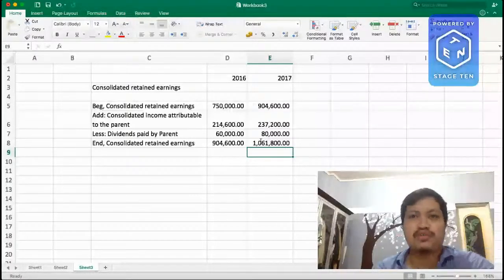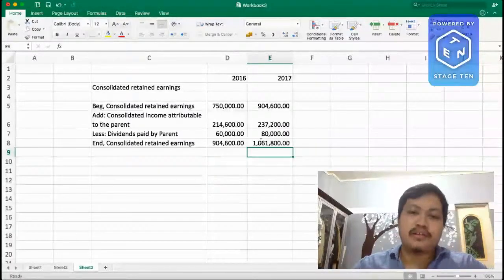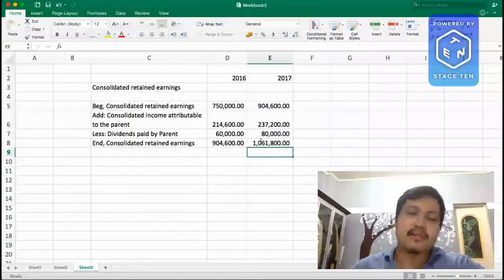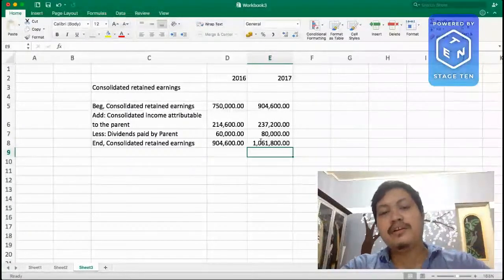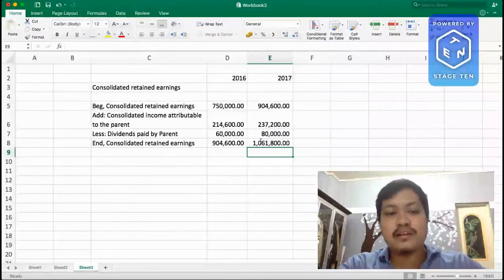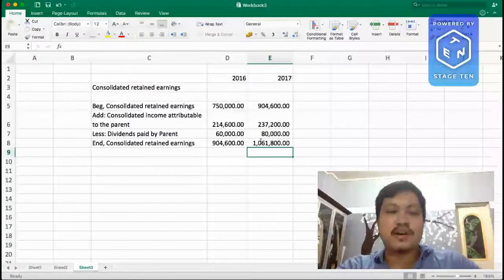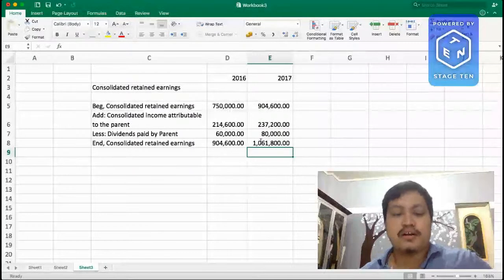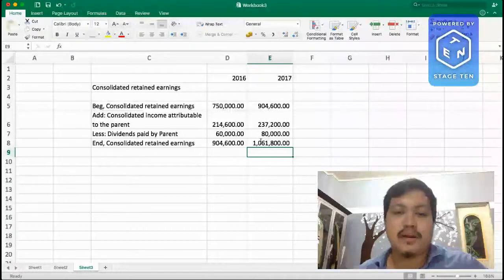So if you are able to monitor, class, the share of the parent in the income of the subsidiary and the dividend payments by the subsidiary, you would be able to reconcile the retained earnings of the parent with the consolidated retained earnings. Meaning, you can use the retained earnings of the parent on any given date, class, to arrive at the consolidated retained earnings. And hopefully, you will be able to learn that, class. I'll give you the formula once we encounter the problem.